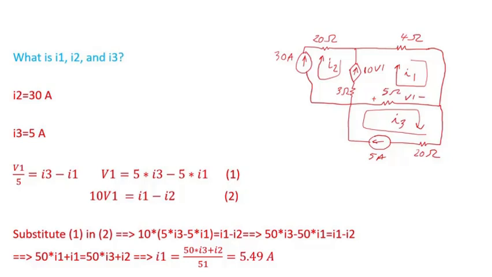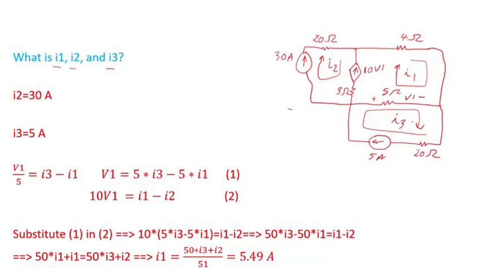In this video, I'll go through a quick example on mesh currents. So let's assume we have a simple resistive circuit that looks like the one that I'm showing to the right here. And I would like to calculate current I1, I2, and I3.